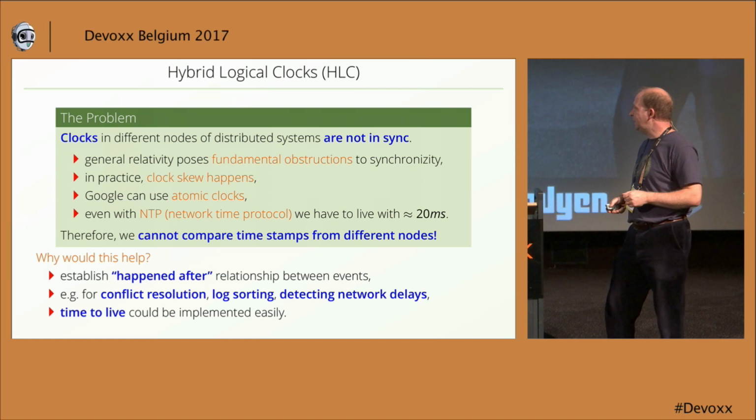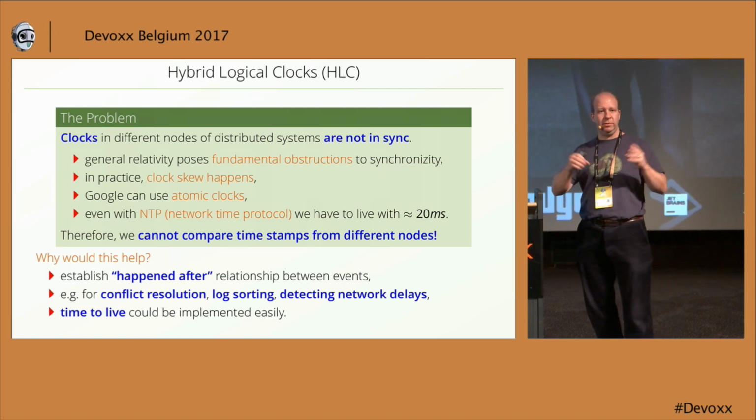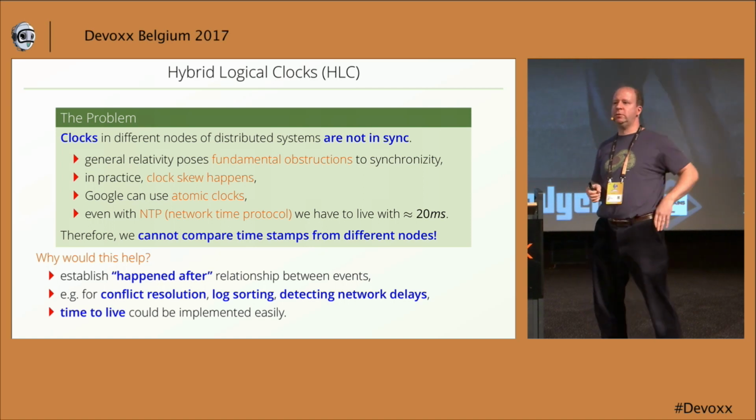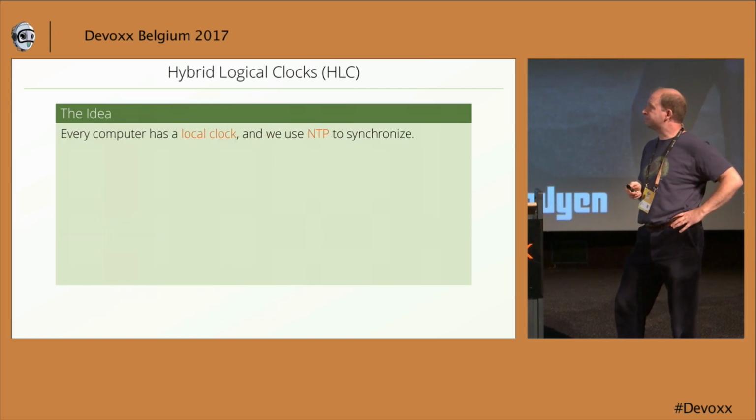Anyway, you want to detect network delays, you want to implement time to live in a data store, or whatever. There's a lot of reasons why you would be interested in comparing time, and the fact that you can't is a bit of a trouble. So that's the problem. So what is the idea behind so-called hybrid logical clocks?